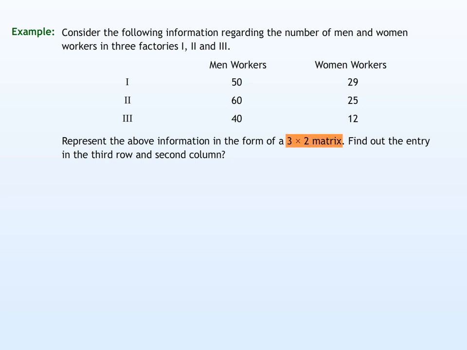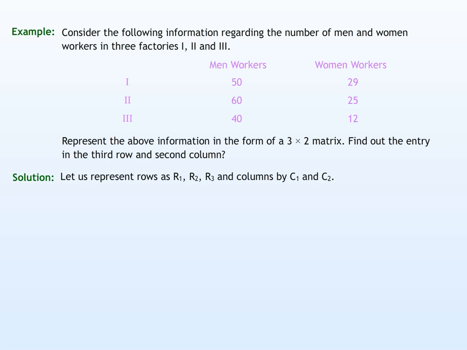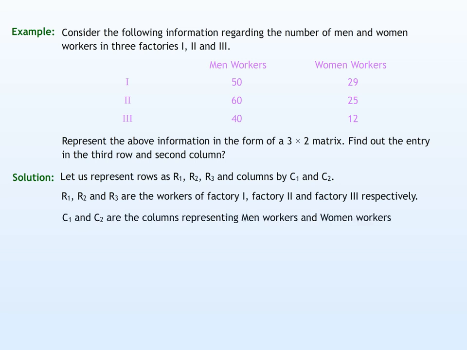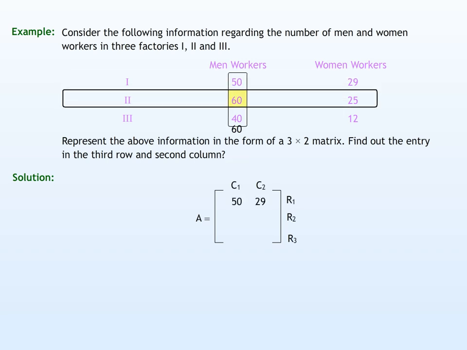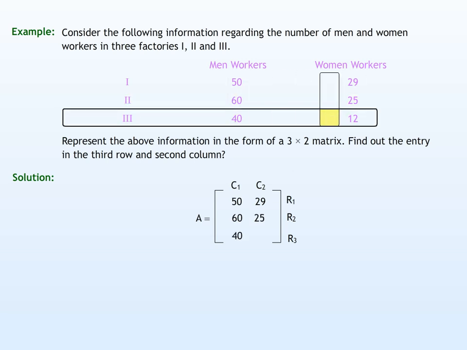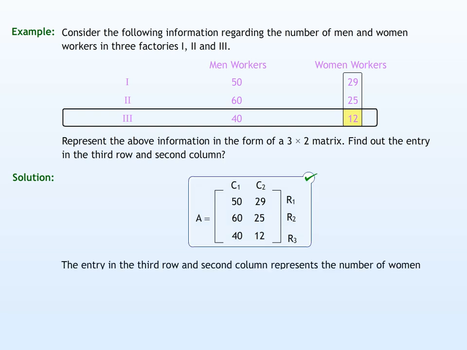Since the required matrix must be a 3 by 2 matrix, it will have 3 rows and 2 columns. Let us represent the rows as R1, R2, R3 and columns by C1 and C2. Row 1, row 2 and row 3 are the workers of Factory 1, Factory 2 and Factory 3 respectively. Columns 1 and 2 represent men workers and women workers in the factories respectively. So the required matrix A will be as shown here. The entry in the third row and second column represents the number of women workers in Factory 3. That is, the number of women workers in Factory 3 is 12.